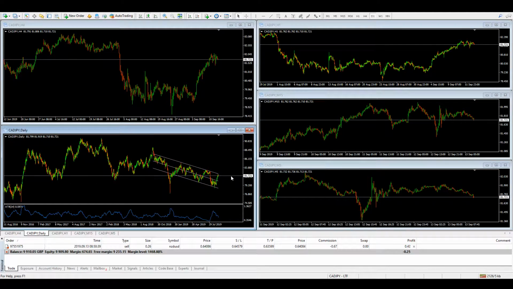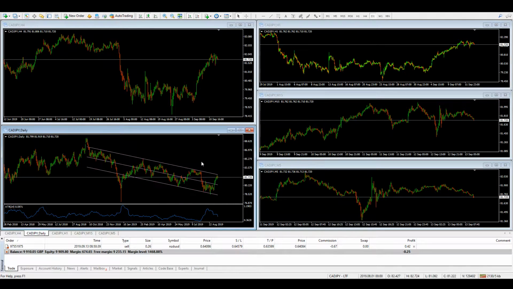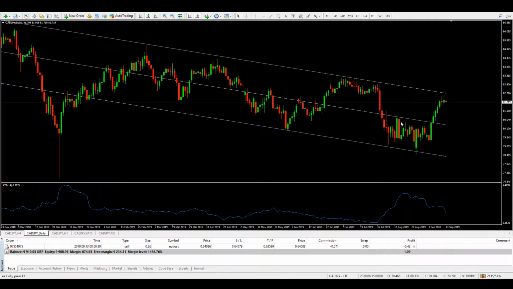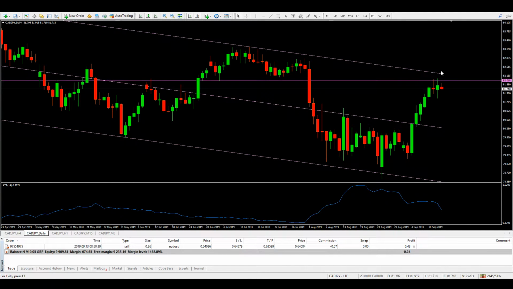CADJPY, bearish on this. So we've got some nice lower lows, lower highs. Prices interacting with our standard deviation here. It's quite a toppy candle that we saw in recent days, with it interacting with some zonal resistance, support, this area here as well. So we've got a decent reference point for our stop above that level.